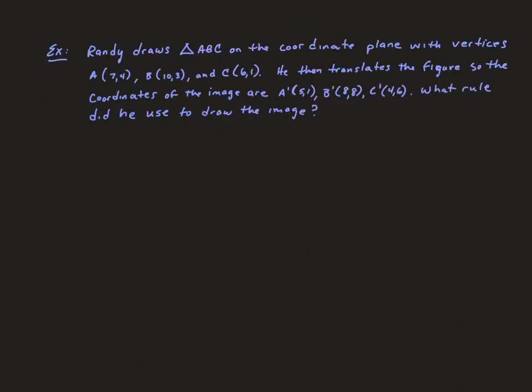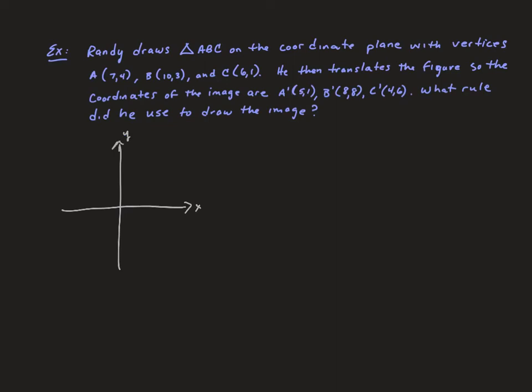Now, looking at this example, it says Randy draws triangle ABC on the coordinate plane with vertices A is 7, 4, B is 10, 3, and C is 6, 1. Then he translates the figure, so the coordinates of the image are A1 is going to be 5, 1, B1 is going to be 8, 8, and C1 is going to be 4, 6. What rule did he use to draw the image? Okay, so if we were to draw the image to look at it, we'll do that just because that's always a good first step. May not be necessary.